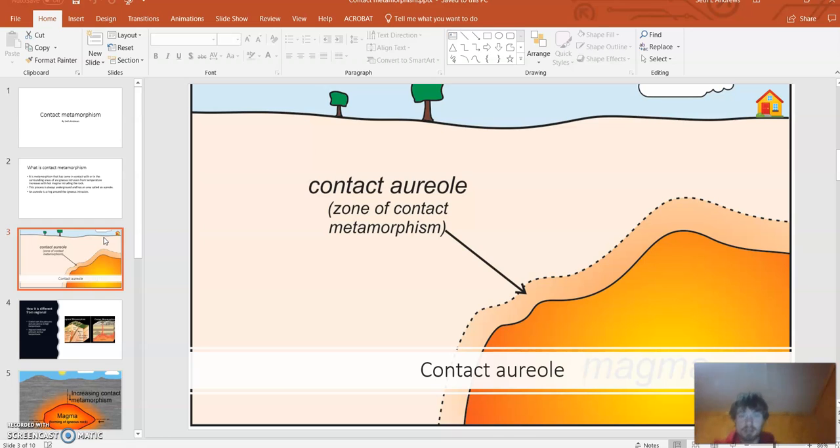This is a picture of the contact aureole that we just talked about. As you can see, it does not have the line going down, but it does point out that this is a zone of contact metamorphism.